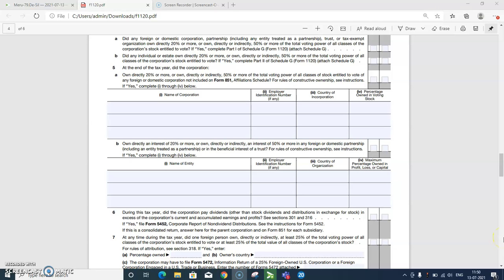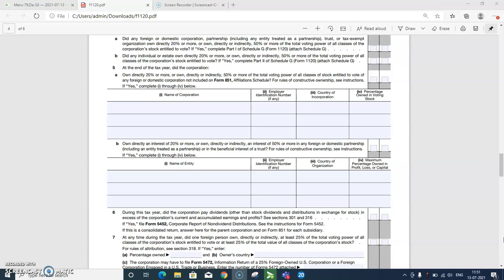Now coming to question number 5b. List each foreign or domestic partnership in which the corporation at the end of the tax year owned directly an interest of 20% or more, or owned directly or indirectly an interest of 50% or more in the profit, loss or capital of the partnership.